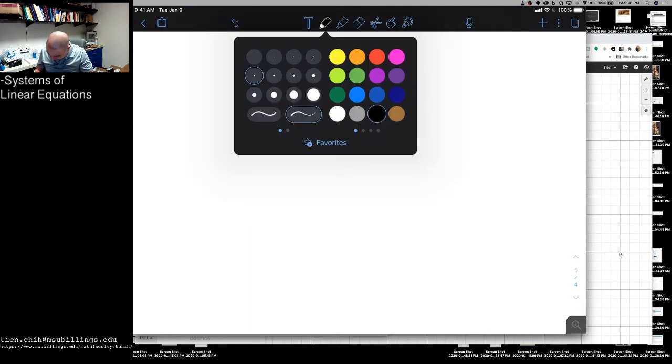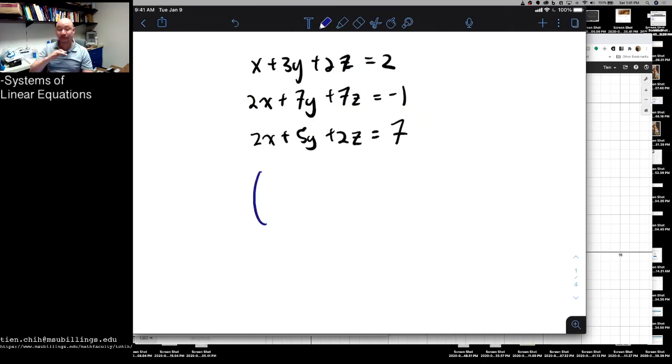Now, the first thing I'm going to do is convert the system of equations into what's called an augmented matrix. So when we have an augmented matrix, what's happening is we're taking the essential information of these linear equations. Each column represents a variable: the x variable in the first column, then the y variable, the z variable, and then the constants in their own column. And each row represents one of the equations. So we have x plus 3y plus 2z is 2, 2x plus 7y plus 7z is negative 1, 2x plus 5y plus 2z is 7.